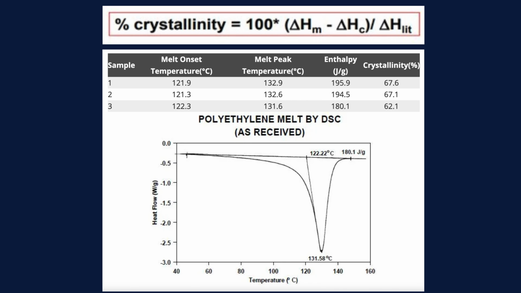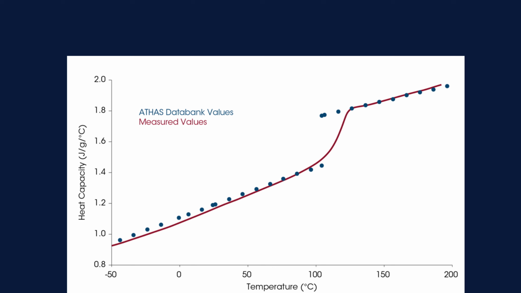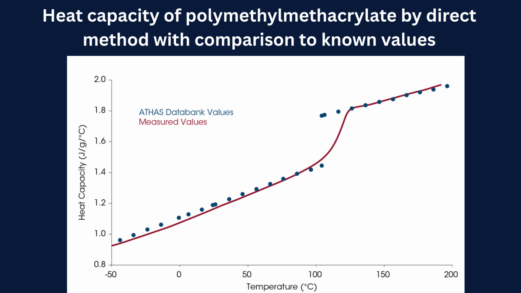Degree of crystallinity. The degree of crystallinity strongly influences stiffness, strength, barrier properties, chemical resistance, and dimensional stability. DSC determines crystallinity from the measured heat of fusion. Heat capacity, Cp. DSC can determine specific heat capacity by measuring heat flow as a function of temperature. Heat capacity data are important for thermal modeling, process design, energy balance calculations, and material selection.